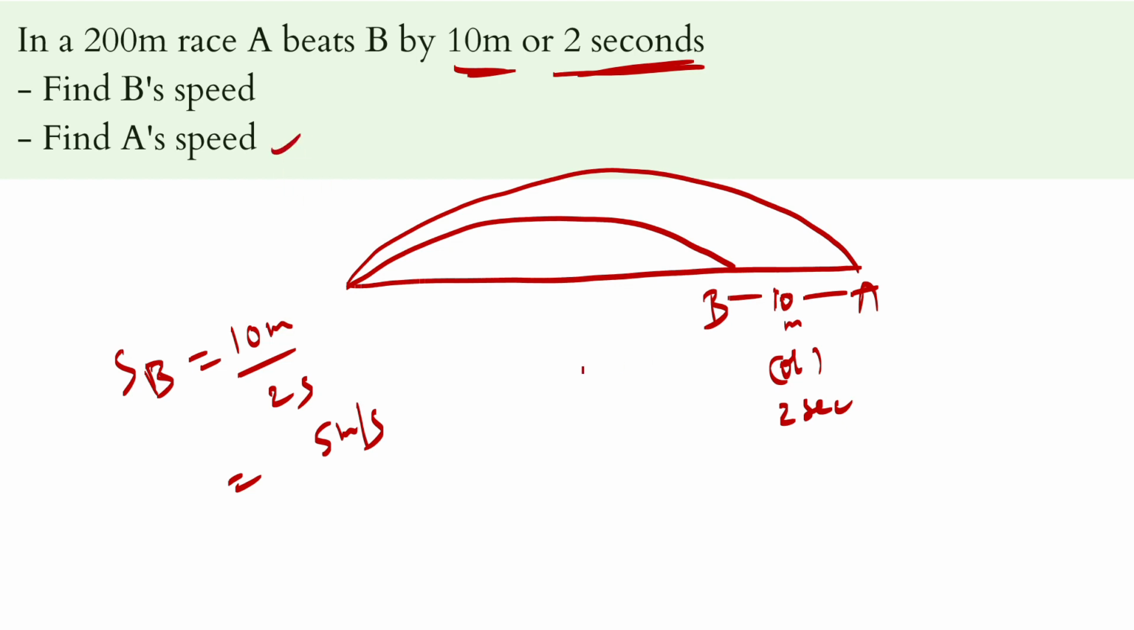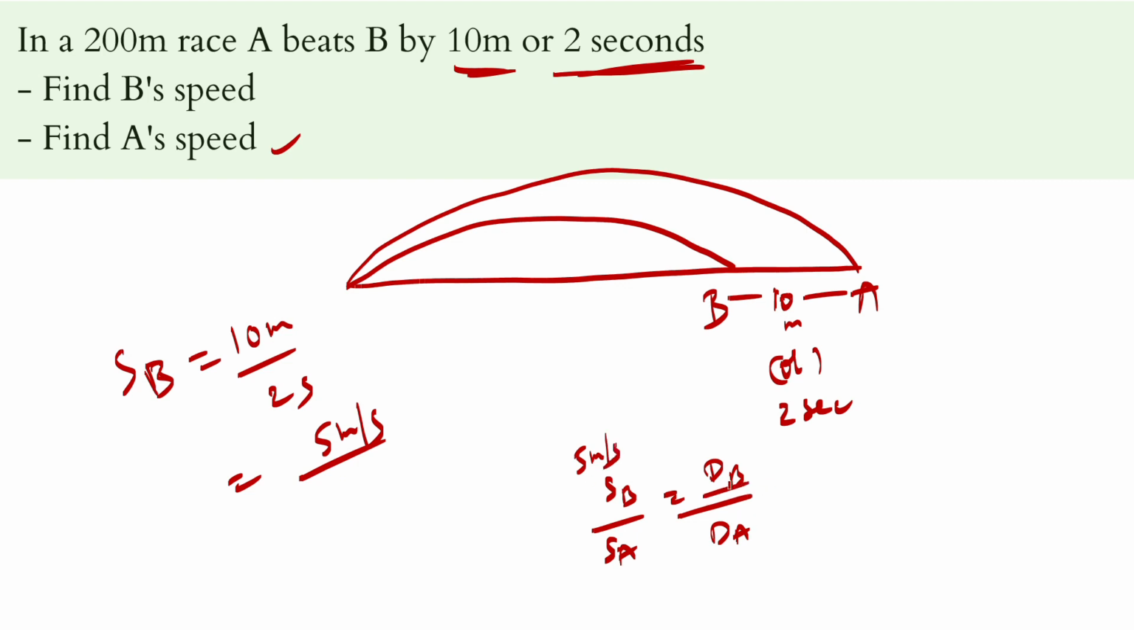See, we know that time is constant in races, right? In all the problems of races, time should be constant. So as time is constant, the speed of B by speed of A is equal to the distance traveled by B by the distance traveled by A. What is the speed of B here? Speed of B we know is 5 meter per second.